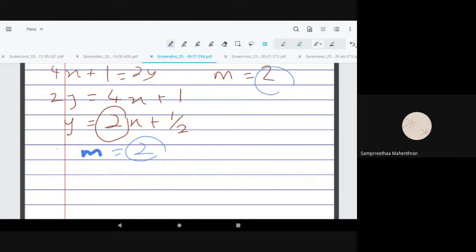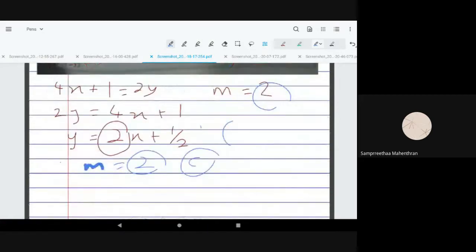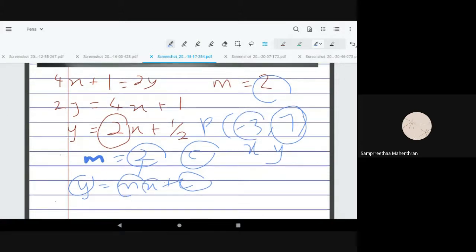So m here is 2, but we don't have our c. How to find our c? By using the point given here, negative 3, 7. So the point given is negative 3, 7, this is x, this is y. So we can substitute y equals mx plus c here. M is 2, c we will need to find, y we will use this coordinate, and x we will use this coordinate. So substitute all the values.